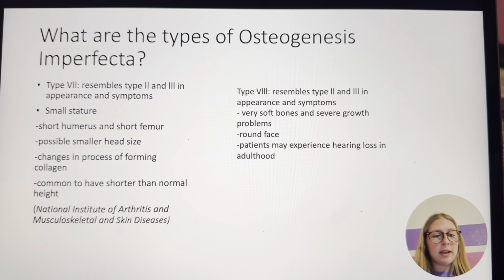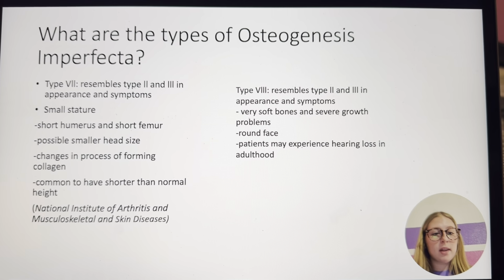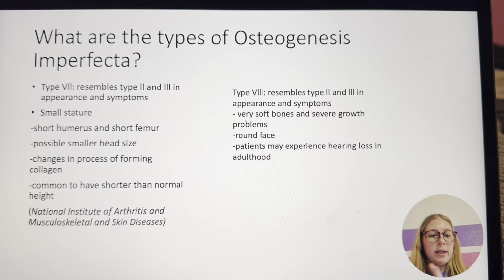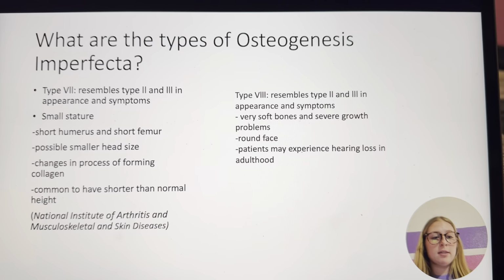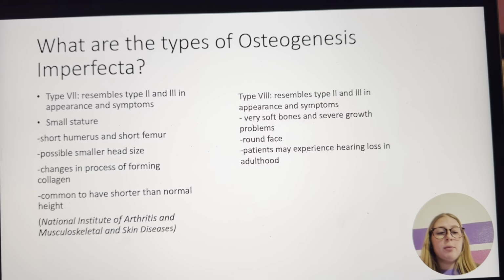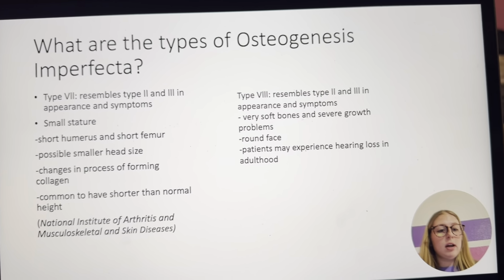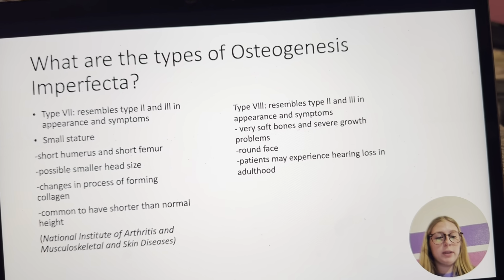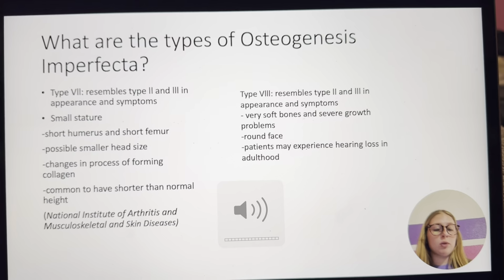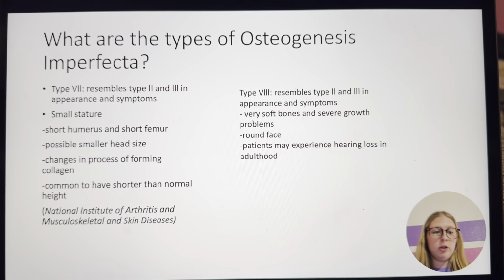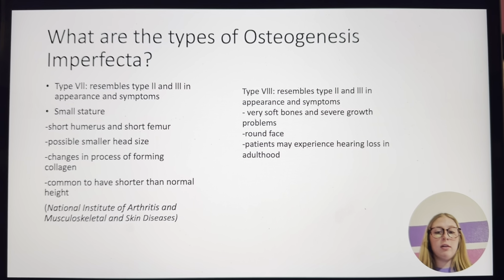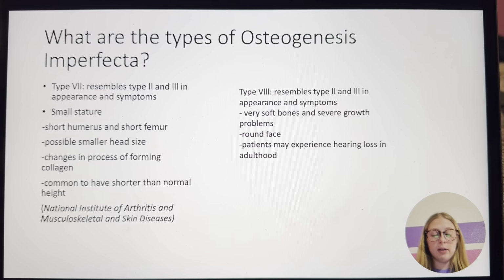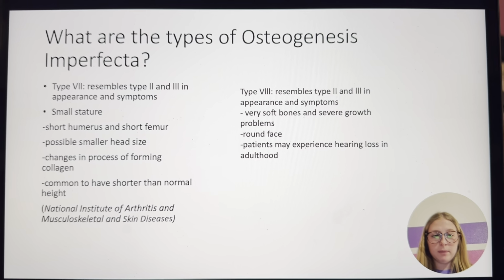And then type 7, it resembles type 2 and 3 in appearance and symptoms, has a small stature, short humerus and short femur, possible smaller head size, changes in the process of forming collagen, common to have shorter than normal height, which is assumed since they do have a shorter femur. So if they have a shorter leg, then they're probably going to be shorter.